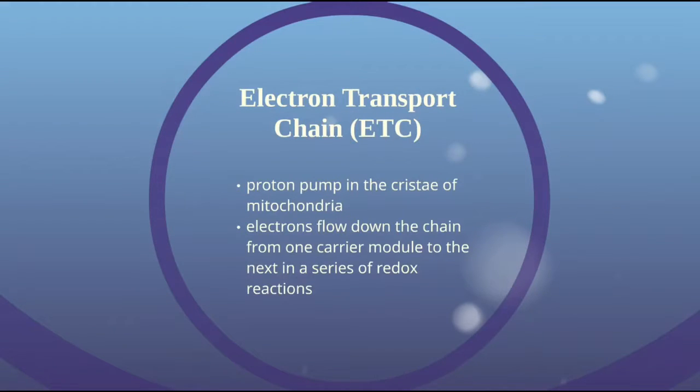Energy released from the exergonic flow of electrons is used to pump protons across the cristae membrane to create a proton gradient. Electrons flow down the chain from one carrier molecule to the next in a series of redox reactions. The final hydrogen acceptor in the chain is oxygen. Water is a waste product and is exhaled.